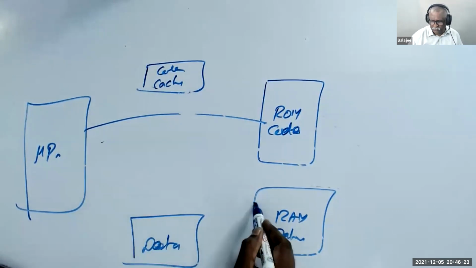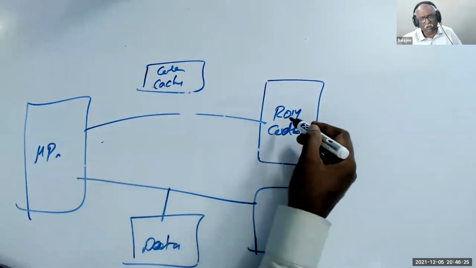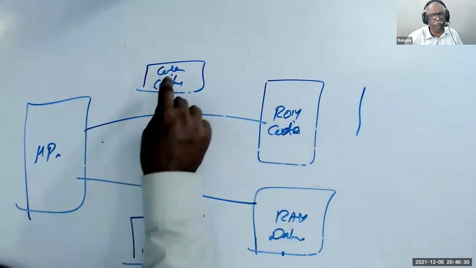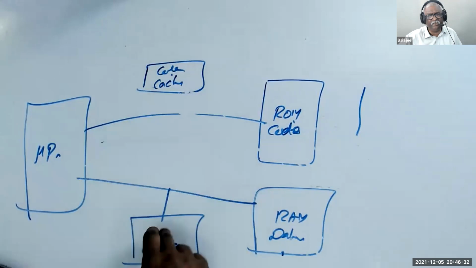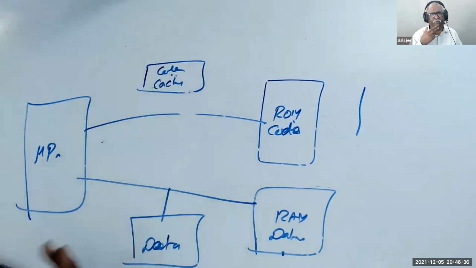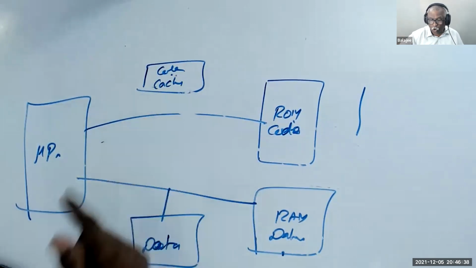The advantage is normally the code will be sequential. It will have more hits. If I have a single cache, when I access the data, that will overwrite the code and I will lose the cache memory. So we have this type of cache.